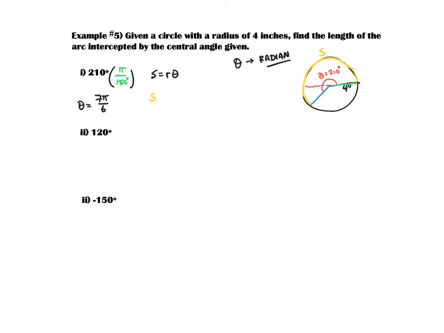Therefore, our arc length, S, which will keep the same units as the radius, which is 4 inches, will be R, which is 4 times 7 pi over 6. So S will equal 14 pi over, uh-oh, my pencil just ran out. Okay, I'll be back. 14 pi over 3 inches. Okay, or if I went to the nearest whole number, that would be about 15 inches.